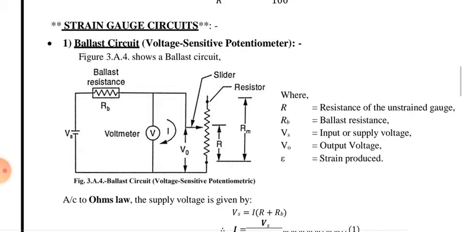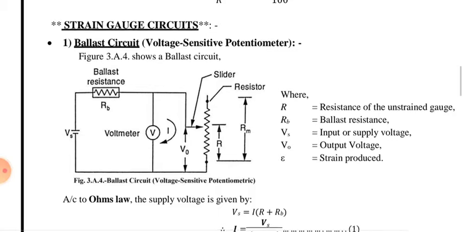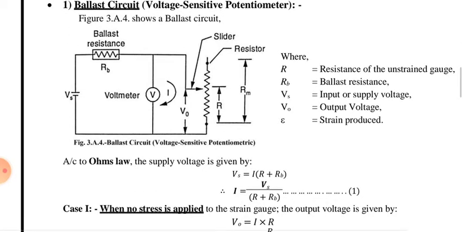According to Ohm's law, the supply voltage is given by Vs equal to I, that is current, in bracket R plus Rb, where R is the resistance of the unstrained gauge and Rb is the ballast resistance. Here the relation is transformed to another relation, that is I equal to Vs by R plus Rb. That is equation number 1.